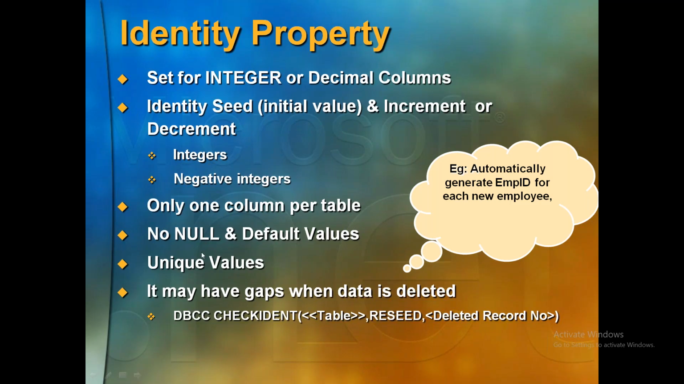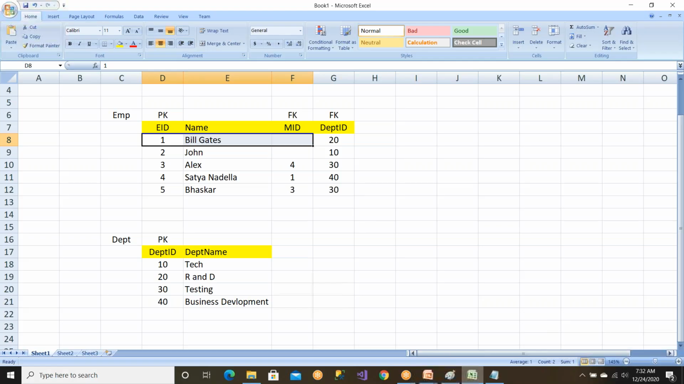Identity is set for integer and decimal columns, with a seed and an increment or decrement, which can be positive or negative integers. Only one identity column per table, no nulls, no default values, unique values. It may have gaps when the data is deleted. So what is the meaning of this? Let me tell you.